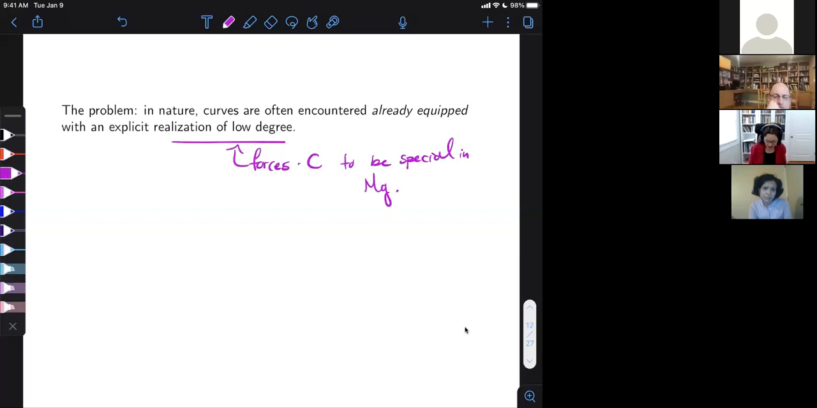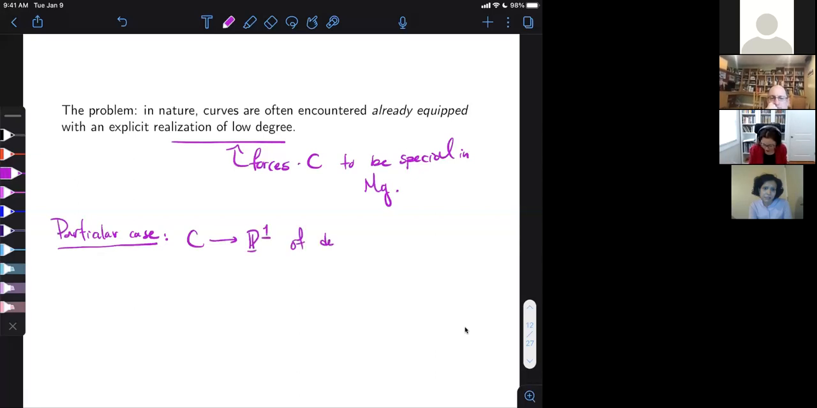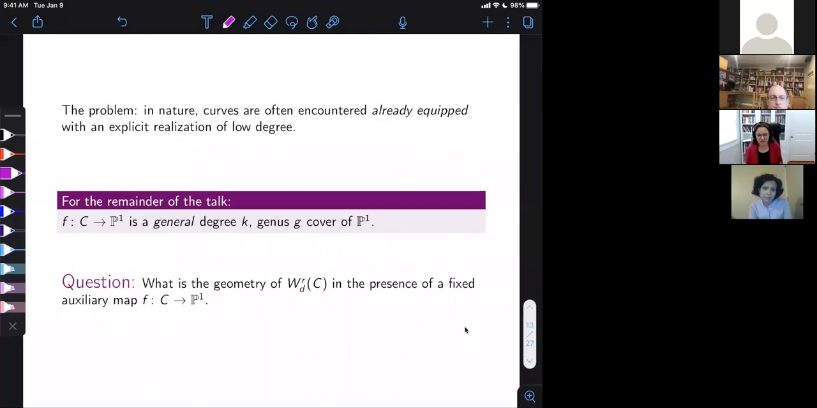So the particular case that I already mentioned is if C is a cover of P1 of degree k, and k is strictly less than the floor of (g+3)/2, which is the expected gonality of a curve coming from the Brill-Noether theorem. So for the remainder of this talk, I want to focus on this case.